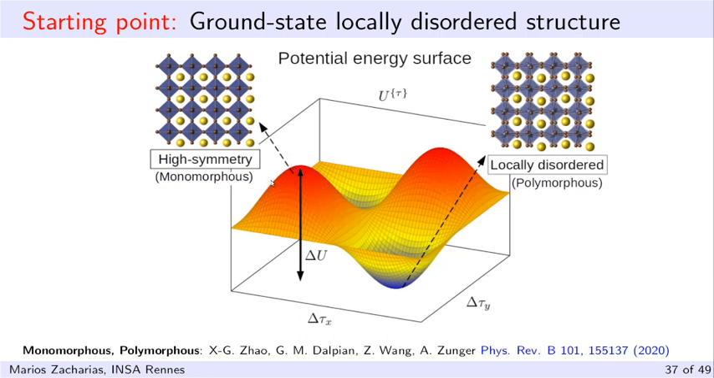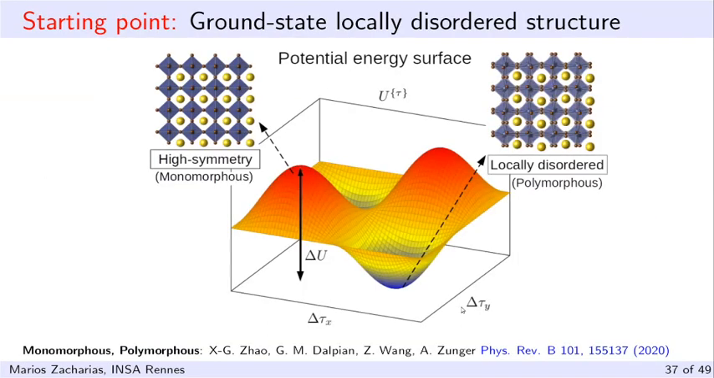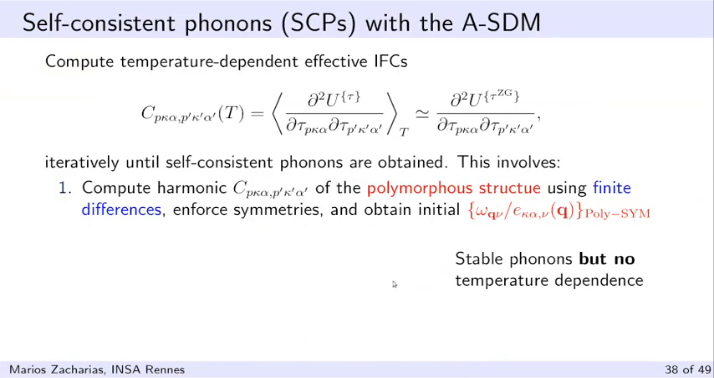However, if we relax the structure and obtain a locally disordered network, we can obtain a polymorphous structure, which actually represents the ground state of the system. And I just adapted the terminology monomorphous and polymorphous from the famous work of Alex Zunger about the polymorphous nature of metal halide perovskites. So why do we need to get to this point to compute the phonons? I will demonstrate that this is a very important point to compute anharmonic phonons with the special displacement method.